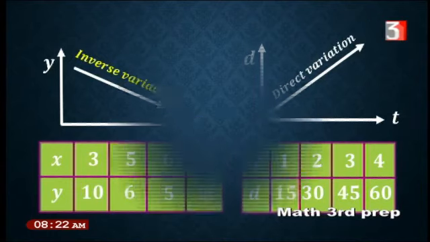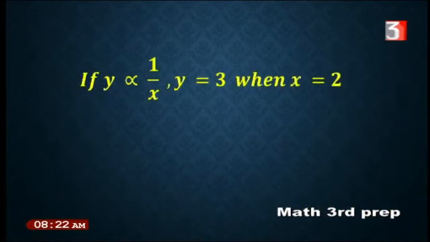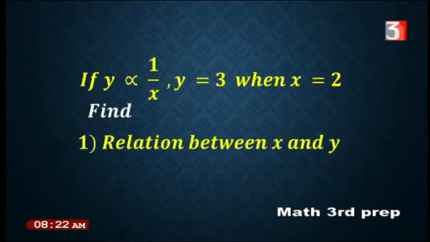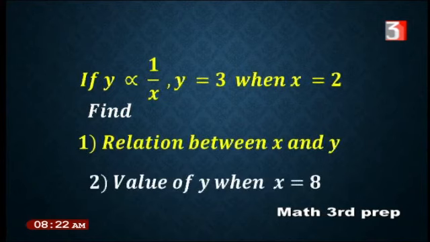Now, let us have some examples on variation. If y varies 1 over x, or if y varies inversely with x, y equals 3 when x equals 2. Find, first, the relation between x and y, and second, the value of y when x equals 8.